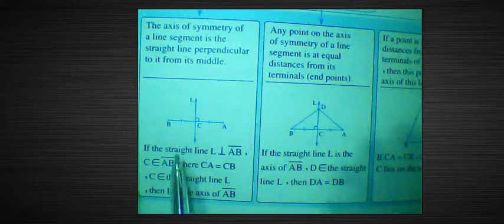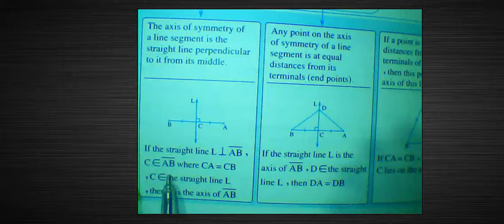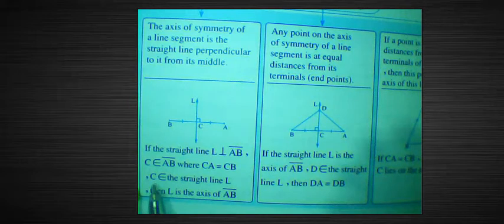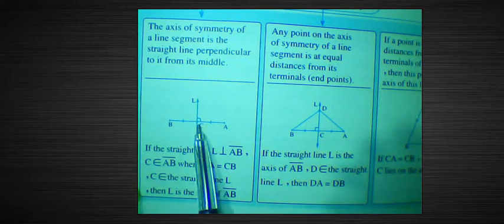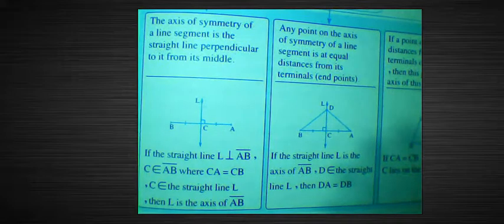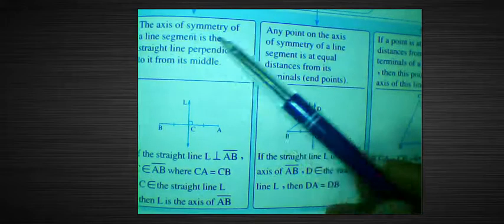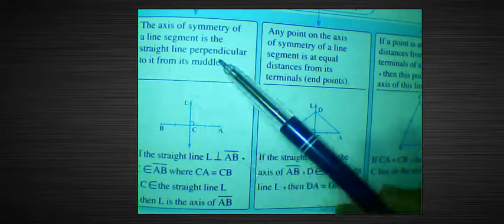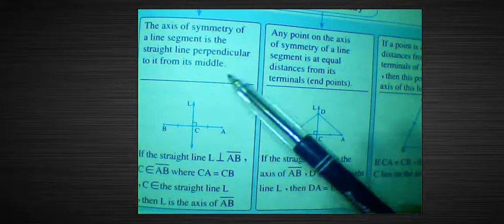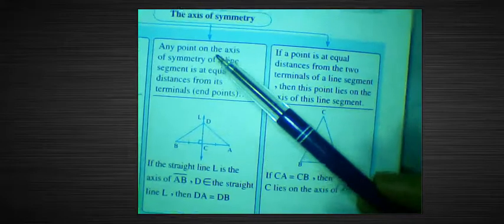Okay. If the straight line L perpendicular AB and C belonging to the straight line segment AB where CA equals CB and C belonging to the straight line L then L is the axis of AB. يبقى طالما هو كان perpendicular in the median or the middle of line segment احنا هنلاحظ اللي هو يكون the axis of symmetry. يبقى تعريفه مهم جدا. The axis of symmetry of a line segment is the straight line perpendicular to it from its middle. لازم يكون perpendicular from its middle. Okay. Any point بقى مهمة جدا.